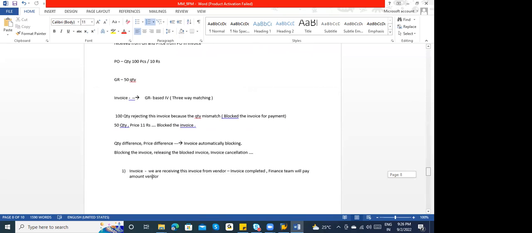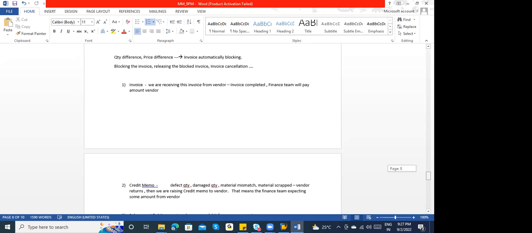A mismatch in the quantity and price will go to blocking. The invoice is blocked. Your manager needs to verify why it is blocked, and then they have the access to release the invoice. Clear? Yes, sir. Okay then.